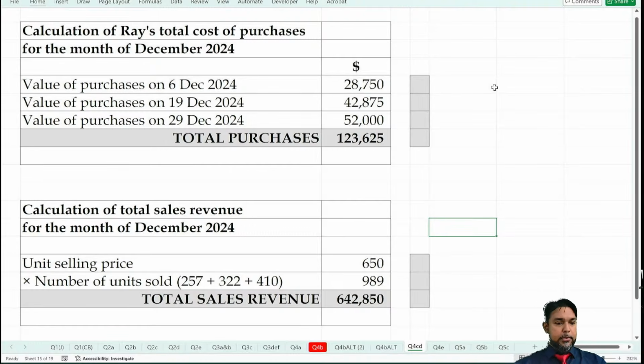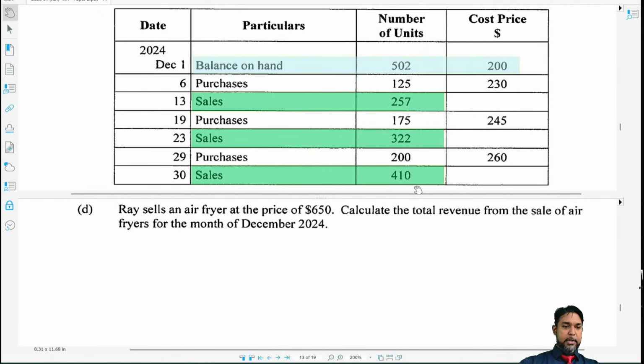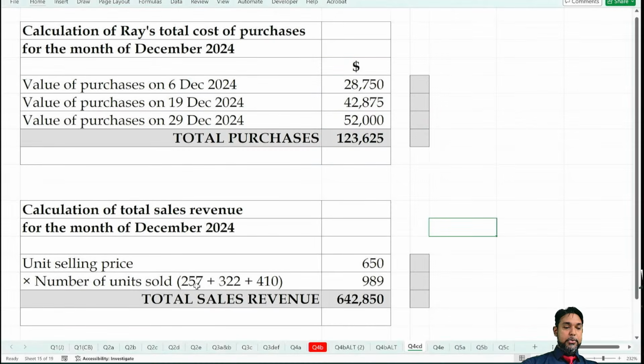All right, cool. Right. So they told us in the question paper that the selling price is 650. So Ray sells an air fryer at the price of 650. So that's the selling price that he's using, right? So 650. And to find the total revenue, all we have to do is multiply the selling price by the quantity of units sold. So on the upper half of the screen, on the 13th, 23rd, and 30th, right? In the green, the number of units sold is 257, 322, and 410. Right? So you can multiply 650 each time to find the revenue, and then you would add all those together. Or if you want to preempt that, you could add up those units.